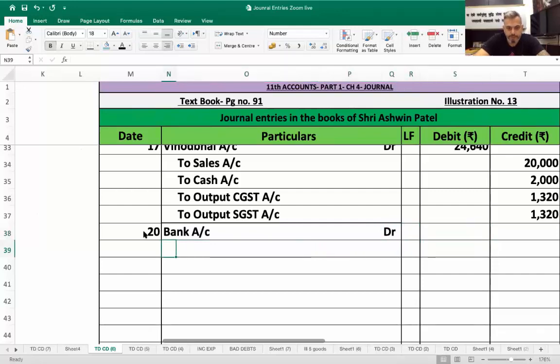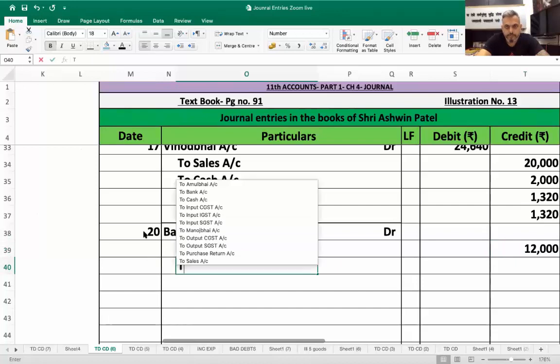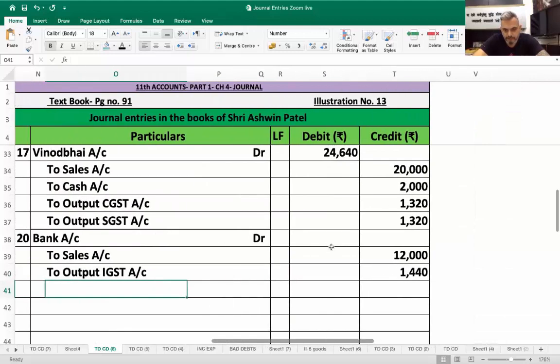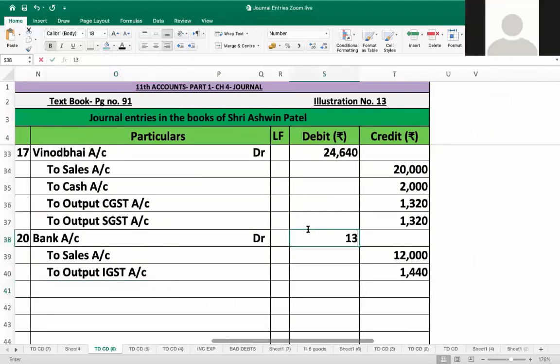बाद में लिखेंगे ये अमाउंट. ओके, टू सेल्स अकाउंट 12,000. Now this Dinesh Bhai is of Delhi. Okay, so it will be output IGST account 1440. So total how much check we received is 13,440.